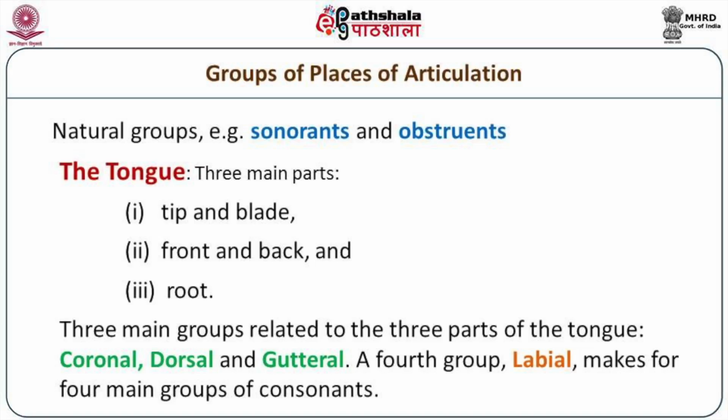Dorsal consonants are those in the production of which the front and the back of the tongue are involved. And guttural consonants are those in the production of which the root of the tongue is involved. There is a fourth group, namely labial, and together coronal, dorsal, guttural, and labial make four main groups of the places of articulation. We take a look at them one by one.